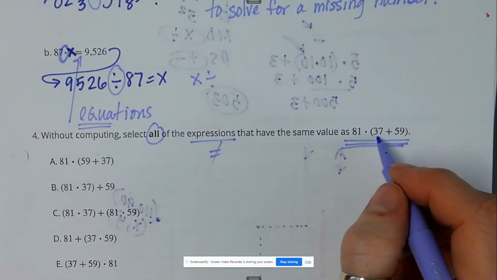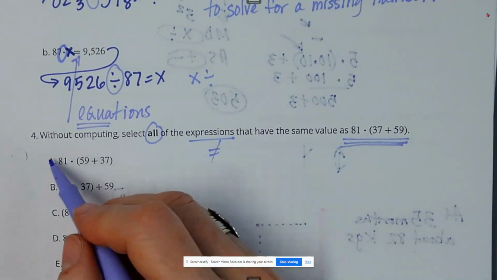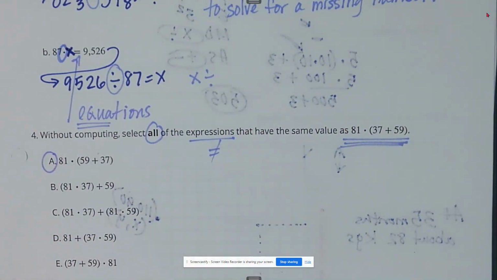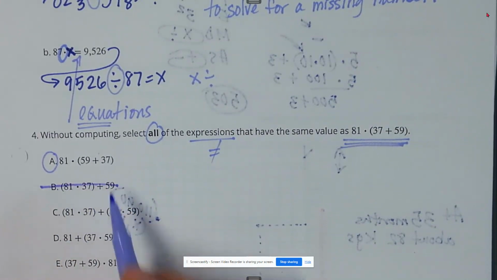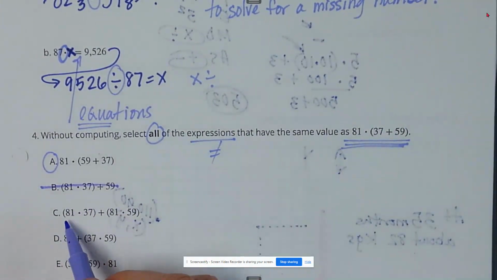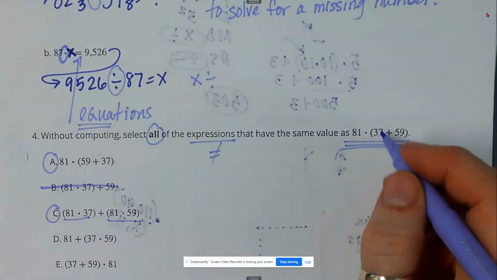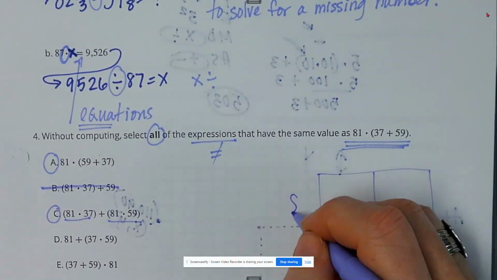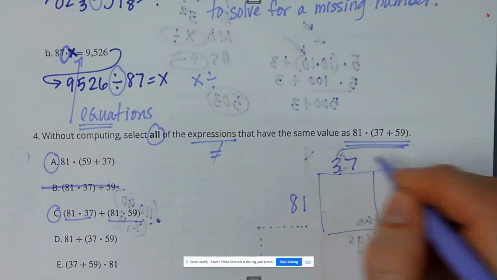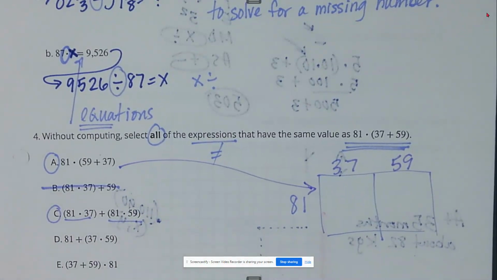So we want to multiply 81 times 37 plus 59. See if you can find the matching values. Well, the very first one is exactly the same. Now the second one is multiplying by the 37, but not the 59. Now this is 81 times 37, and it's 81 times 59. This is actually true. So let's think about if I make this into an area model. This is my 81, this is my 37, this is my 59. That goes with problem number 1.